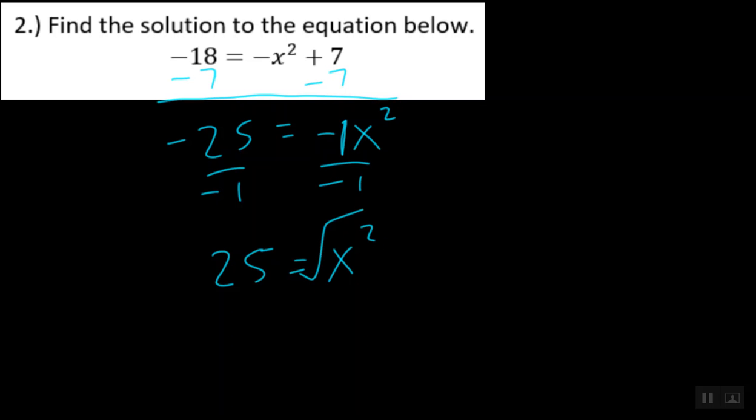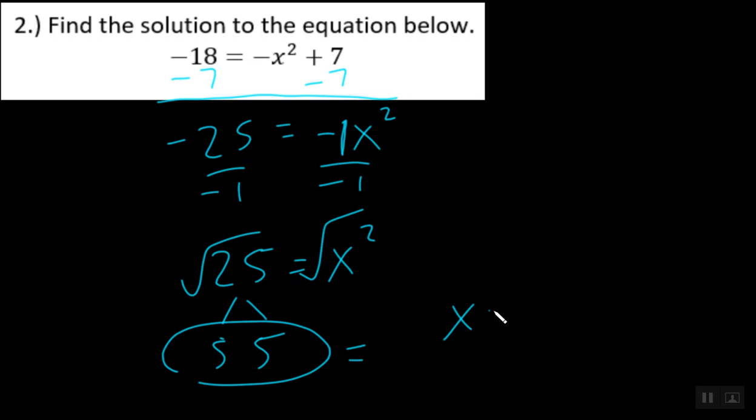From here, I can take the square root of both sides, and we know that the square root of 25, well, that breaks down into 5 and 5. There's our pair. Well, we would say that x is equal to 5.